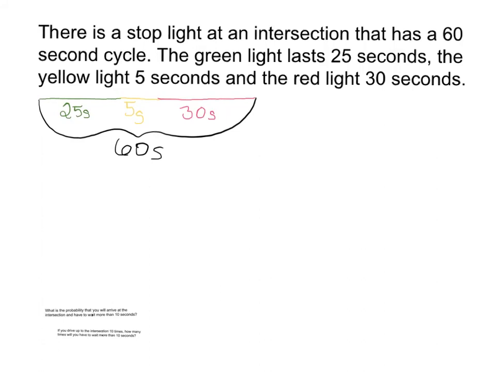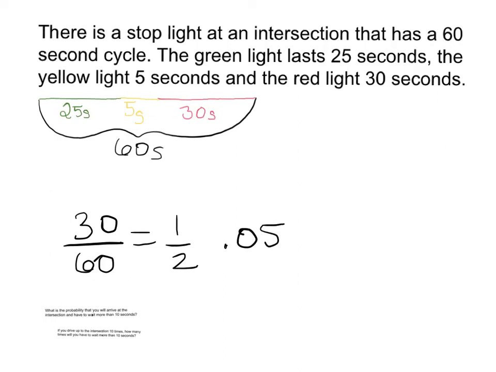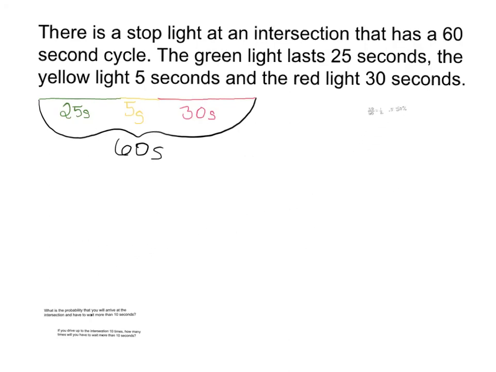Let's look at a couple scenarios. What's the probability that you will arrive at the intersection and have to stop? Well, that's represented by the 30-second red light. And so you have a chance of 30 seconds out of 60 seconds, which is 1/2, 0.5, or 50%.